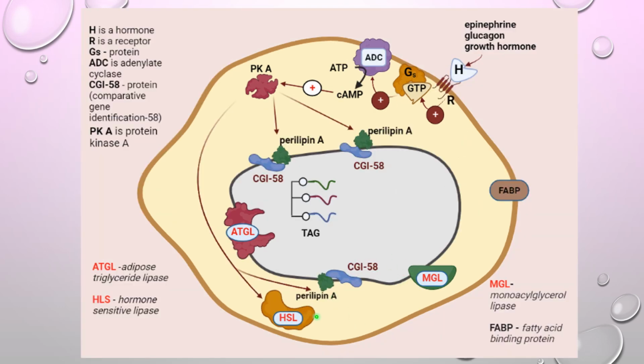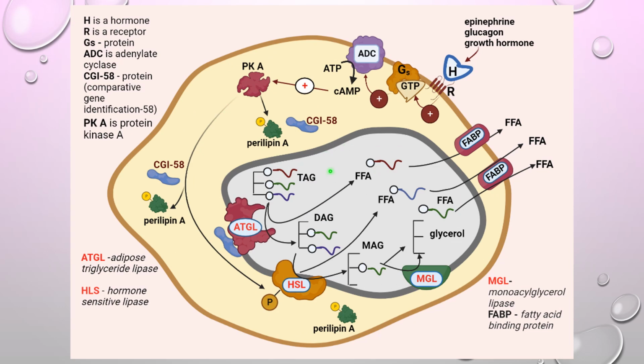Now again you can find hormone-sensitive lipase was in cytosol, and this complex, perilipin A CGI protein, prevents the transport of hormone-sensitive lipase to the substrate. And again, protein kinase A phosphorylates perilipin A and hormone-sensitive lipase. And all enzymes are ready for lipolysis.